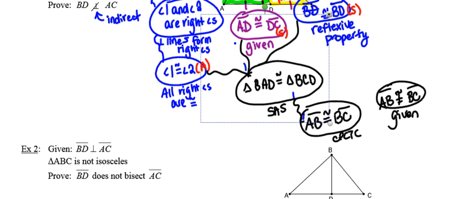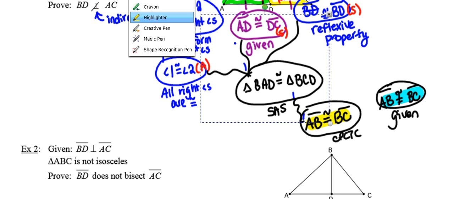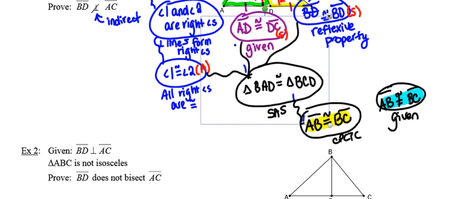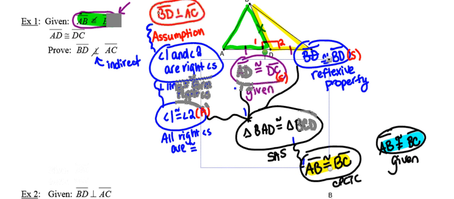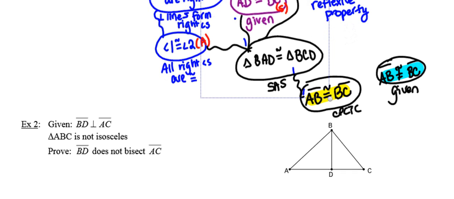Here's our problem. On one hand, we're saying that segments AB and BC are congruent. On the other hand, we're saying that segments AB and BC are not congruent. Both of those statements can't possibly be true at the same time. So it must mean that the assumption that led to that contradiction, in other words, this statement up here, is a false statement.